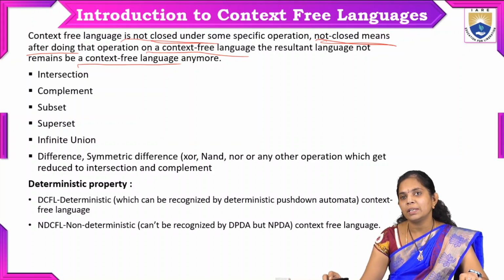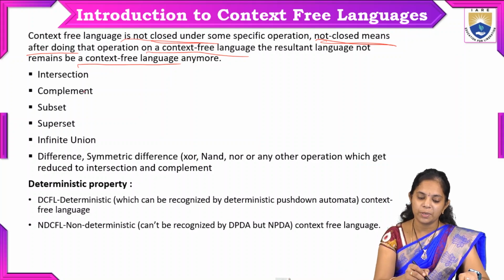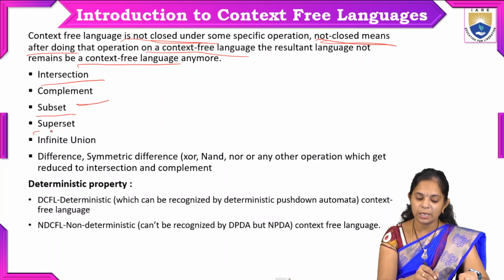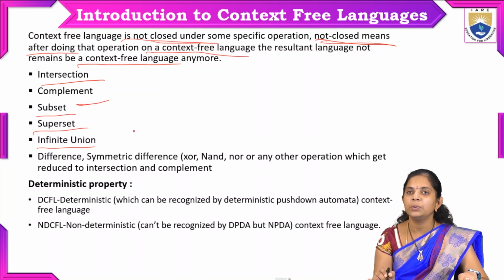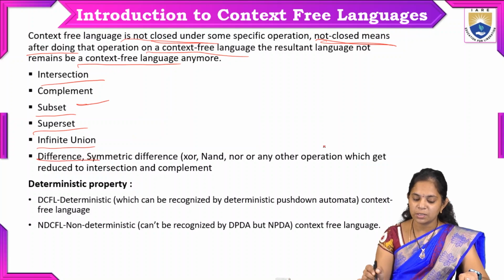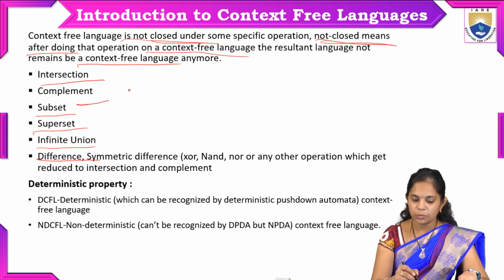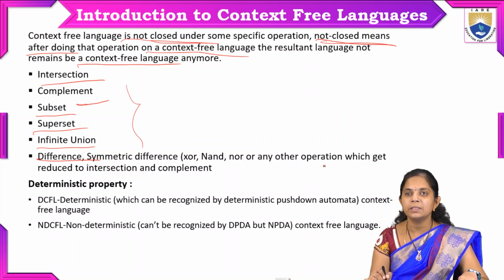So, context free language closure operations. Intersection, complement, subset, superset, infinite union, and difference. These are all the operations which do not always give a context free language as the result. So these are the closure properties.